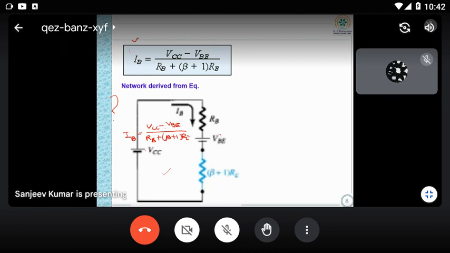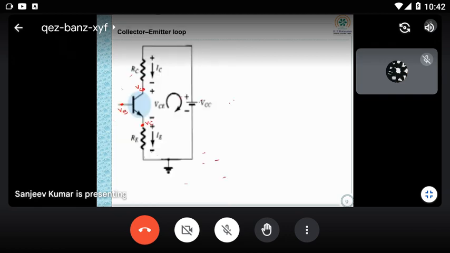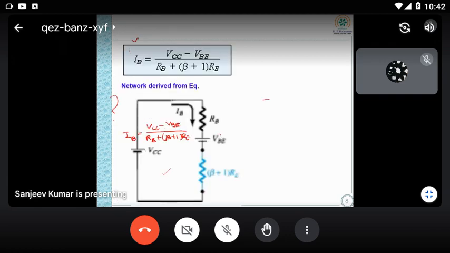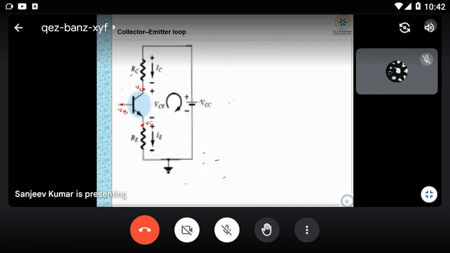Okay. So once you got IB, first find IC. IC is equal to beta IB. Once you got IC, then we have to find VCEQ, where you apply the output KVL. So what is your output circuit? Once again you can see: VCC is there, and RC and RE will be there.